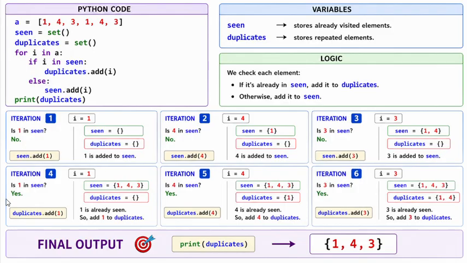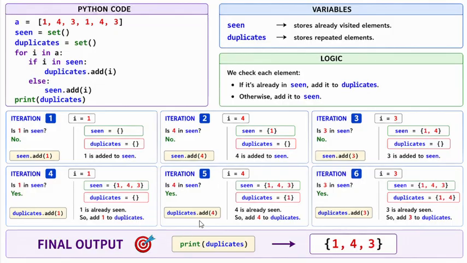Just focus here, okay? Focus on the next iteration. What is the next iteration here? Yes, i equal to 1. Is 1 in seen? Check here. Yes, 1 is already in seen. So 1 is added to the duplicates.